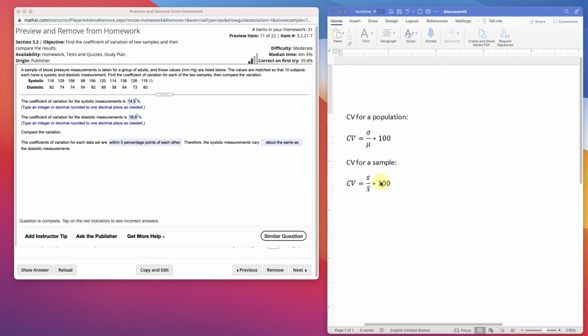So let's look at our example in my math lab here. A sample of blood pressure measurements is taken for a group of adults and those values are listed below. The values are matched so that the 10 subjects each have a systolic and diastolic measurement. Find the coefficient of variation for each of the two samples, then compare the variation.